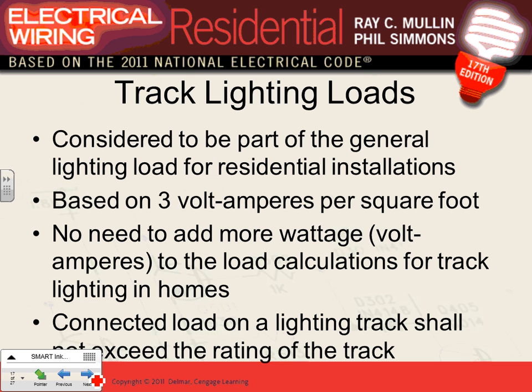If your house has a track light, the track light is actually part of the 3 volt-amps in a dwelling. In non-dwelling, you have to add, I think, 150 volt-amps per foot of that track light.